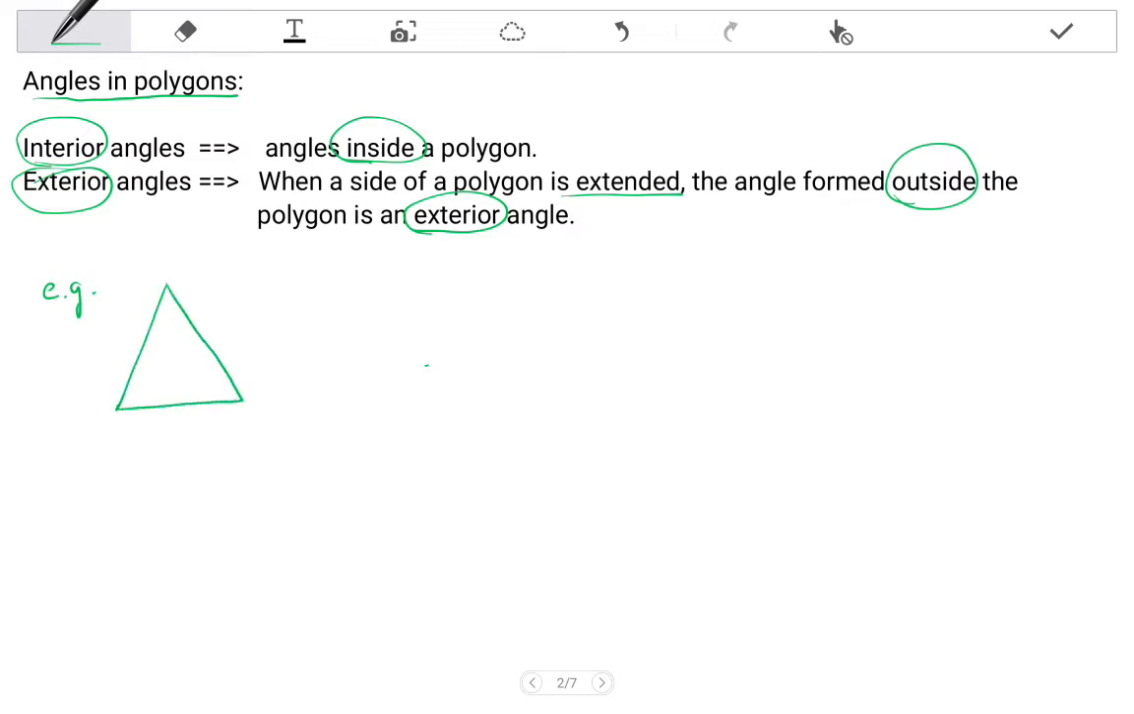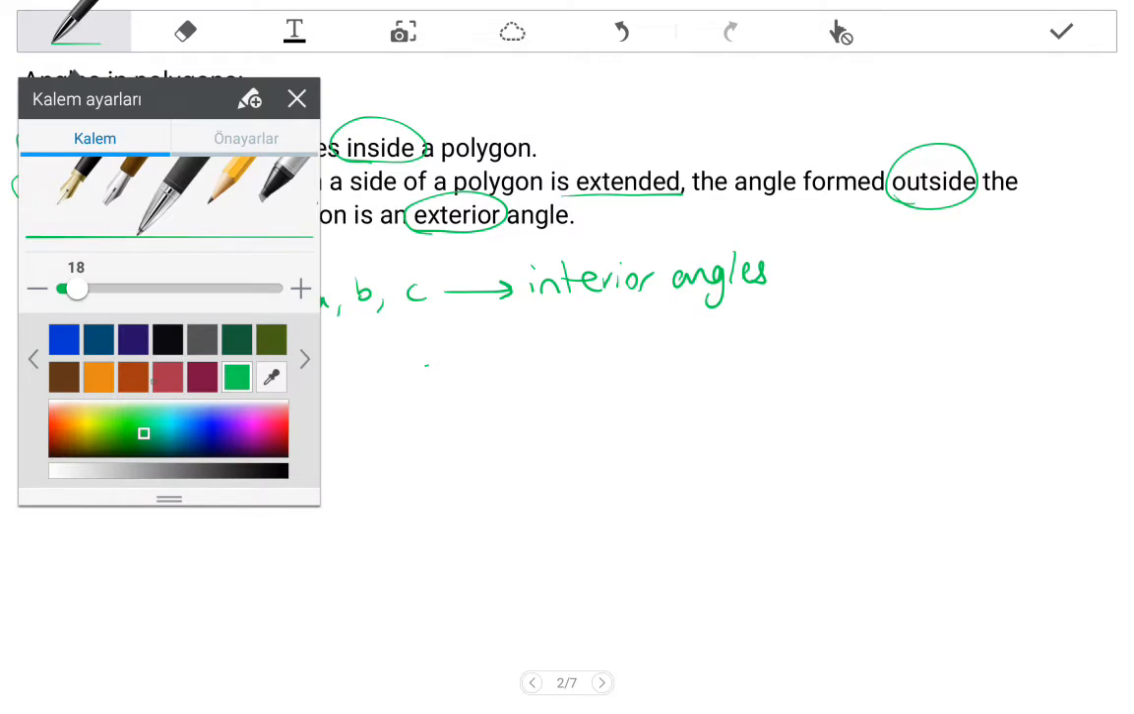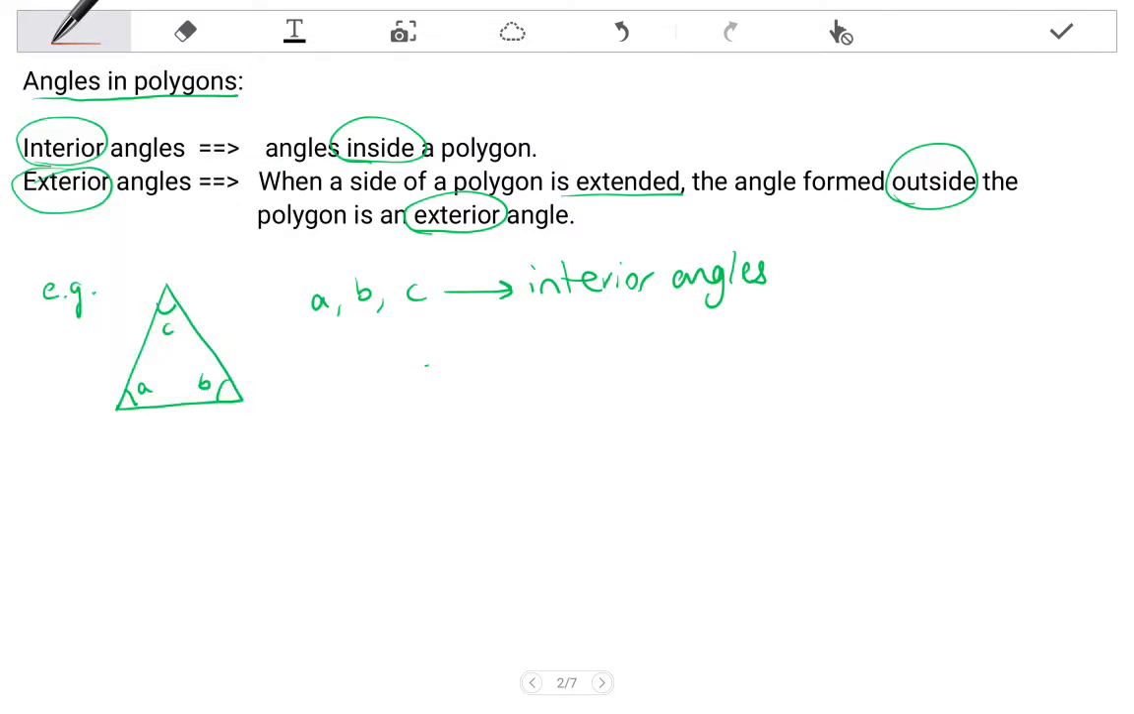A triangle is a three-sided polygon and it has three interior angles, A, B, C. I labeled them with A, B, C. So these are interior angles. And let's show exterior angles. I change my pen color, and if I extend every side, what does that mean?